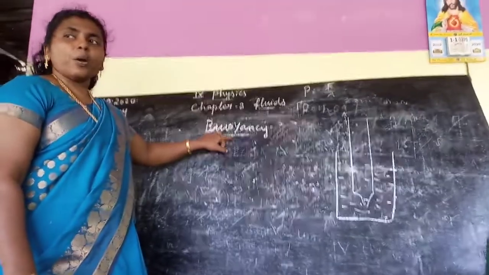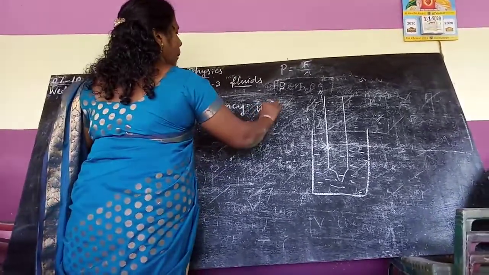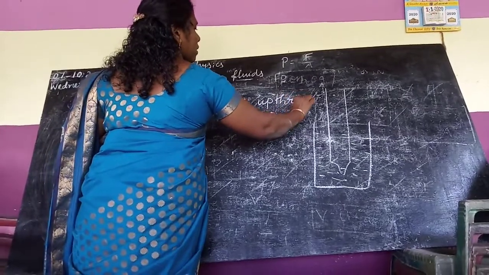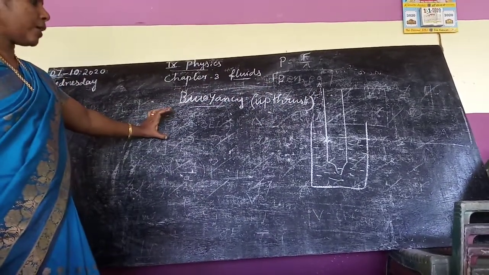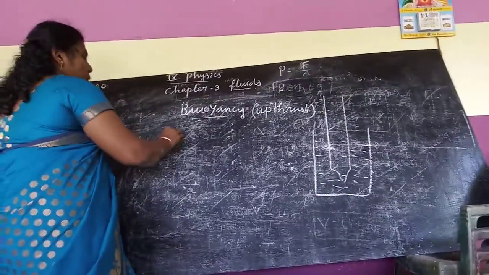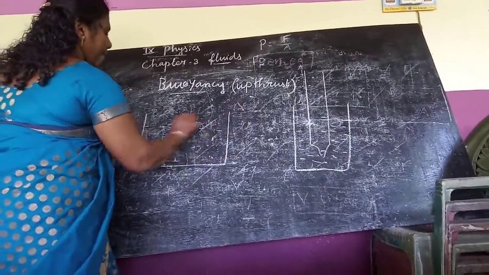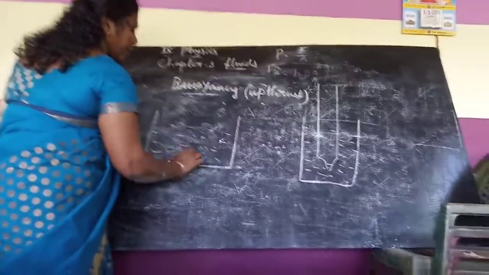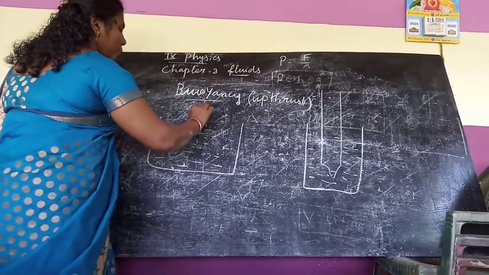Next one is the buoyancy force or upthrust force. Already you have learned about a body sinking or floating. You have learned the condition now. Suppose here is a beaker containing water. Just listen, the beaker containing water. Suppose here is a ball. So the ball will float. All of you know this.